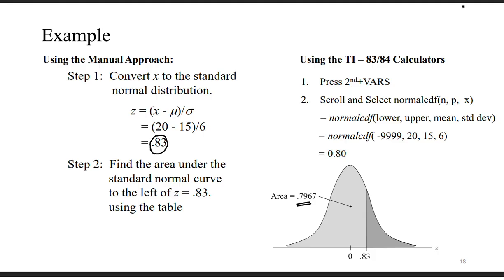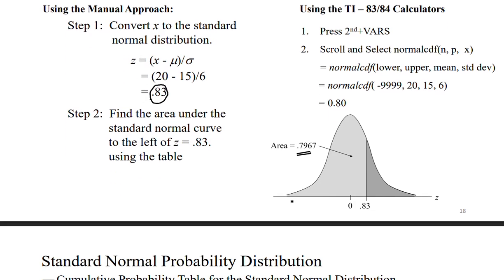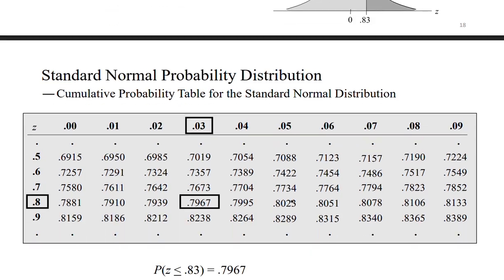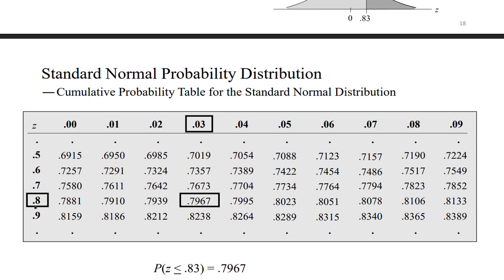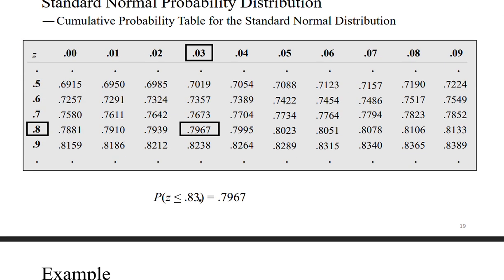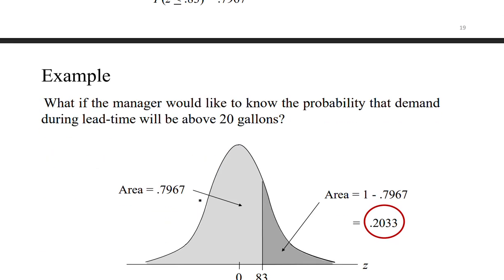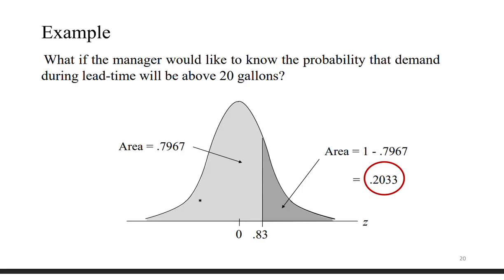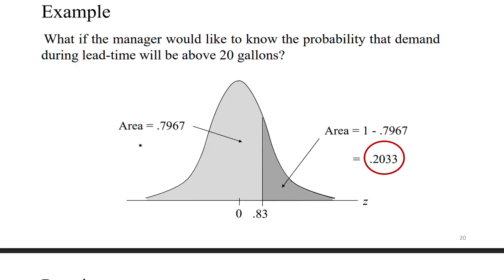There's another way you can do this if you have the recommended calculator for the course. This is the step that you have to follow. But if you do not have the recommended calculator, this is the approach to finding the area under the curve. We look up 0.8 on this side, the 0.03 on the other side, where they intersect, 0.7967. That is the area we're looking at.